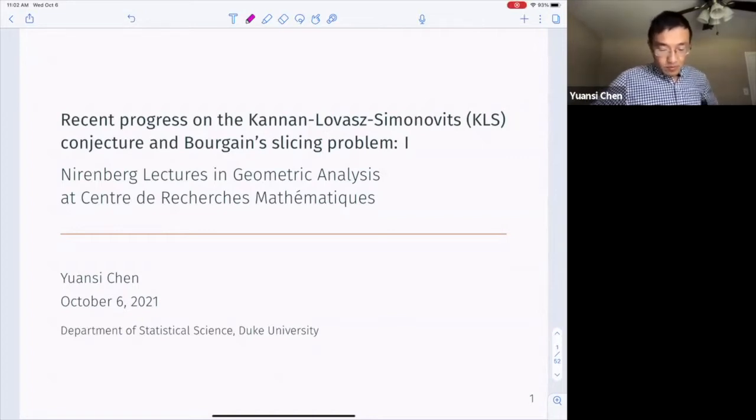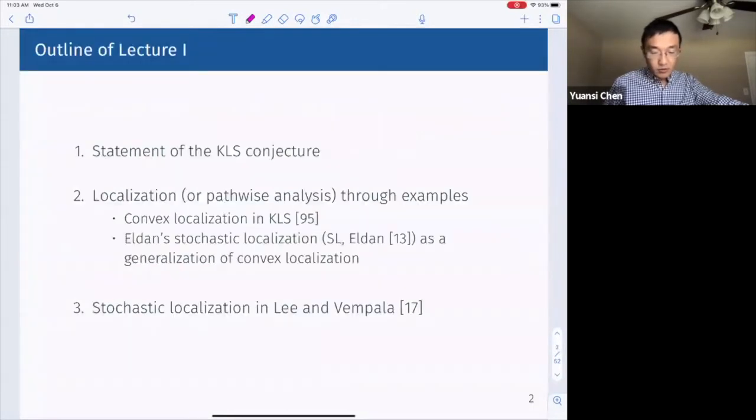So today, I'm going to talk about some recent progress on the Kannan-Lovasz-Simonovits conjecture and Bourgain slicing problems. So this will be part one of the lecture, and on Friday we'll talk about the second part. In the first part of the lecture, I will restate the KLS conjecture. Boaz already did part of the job, and it's very good. I can go a little bit faster there.